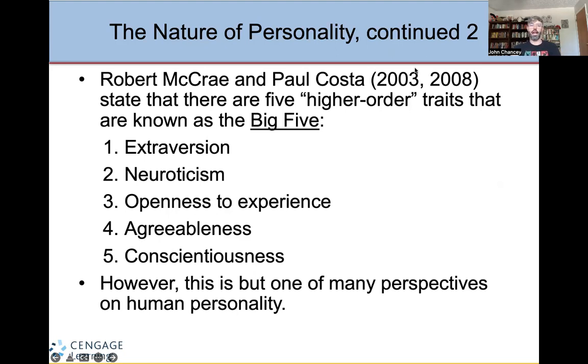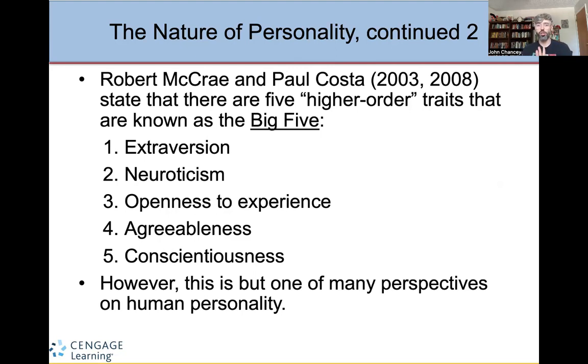Extraversion typically refers to how outgoing you are. Neuroticism refers to the stability of your emotions. Openness to experience, just like it sounds: do you like to try new things? Agreeableness: how well do you get along with others? Conscientiousness: how organized are you?